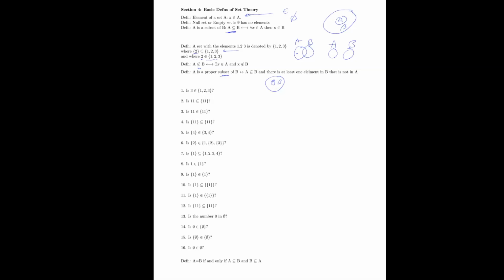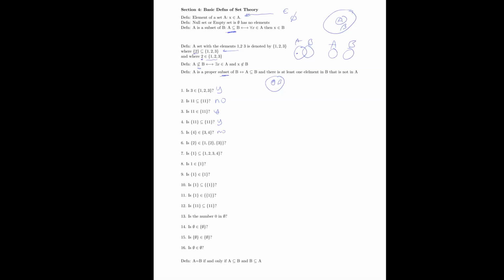So is 3 an element of this set? Yes. Is {11} a subset of this set that contains 11? No, 11 is not a set. Is 11 an element of the set that contains the number 11? Yes. Is the set {11} a subset of the set that contains the number 11? Yes. Is the set {4} an element of the set that contains 3, 4?